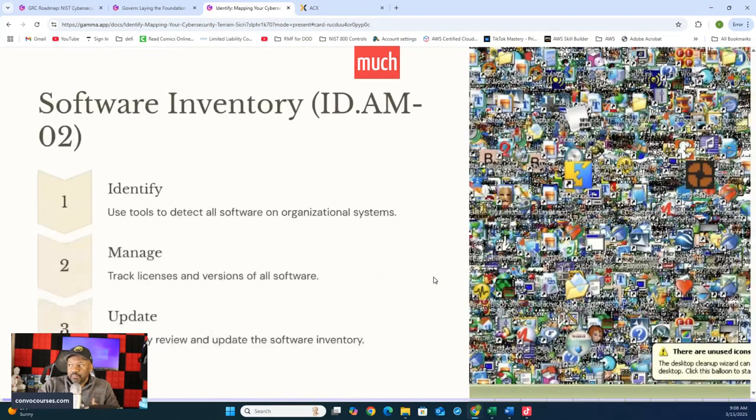Software inventory, much more difficult to do because an organization can have literally thousands of pieces of software. You can have hundreds of software just on one system. You can have a bunch of software. So identifying the software in your inventory, in your environment, is super important.